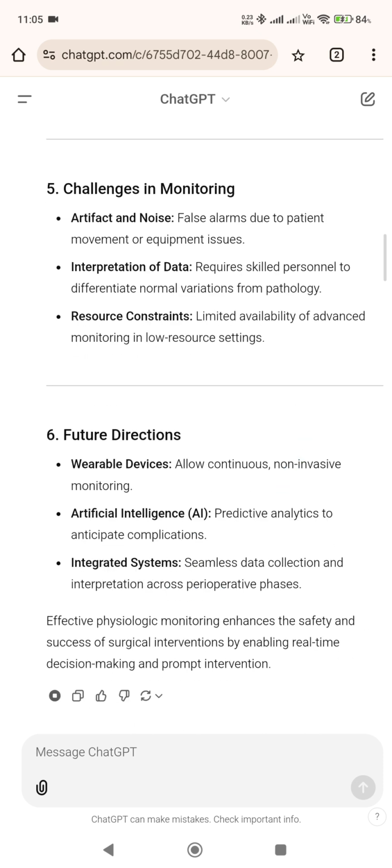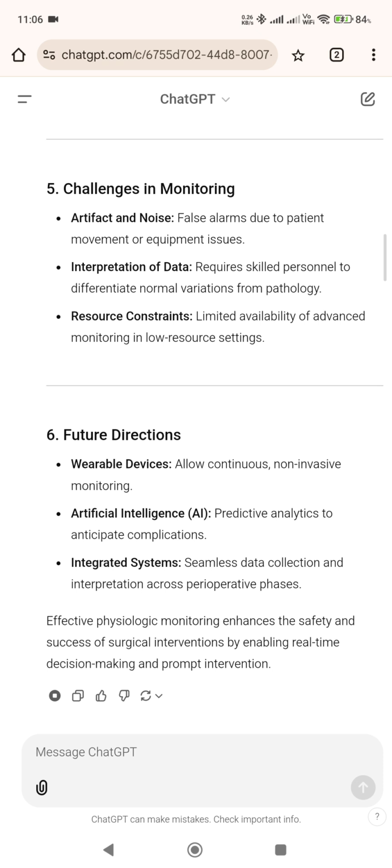5. Challenges in monitoring. Artifact and noise. False alarms due to patient movement or equipment issues. Interpretation of data requires skilled personnel to differentiate normal variations from pathology. Resource constraints, limited availability of advanced monitoring in low-resource settings.